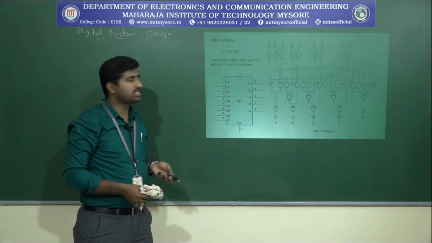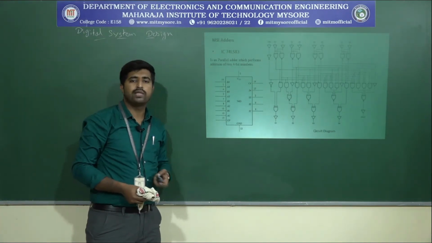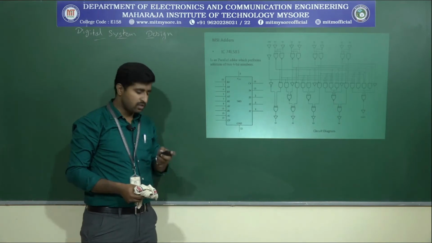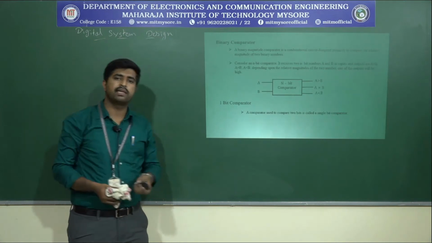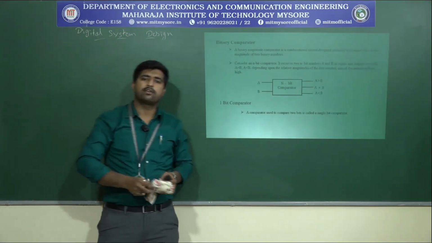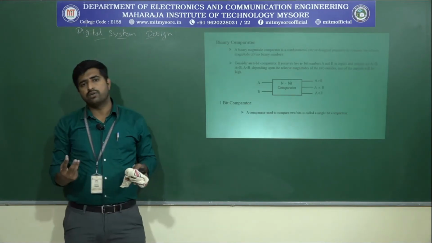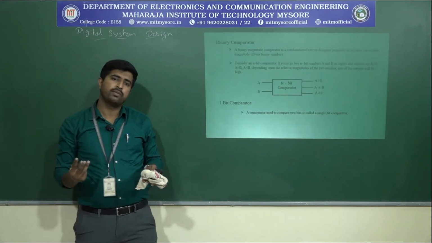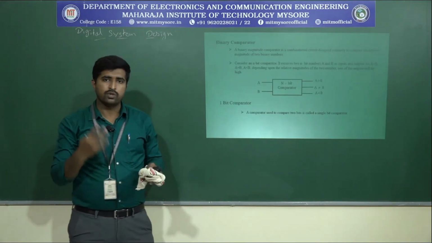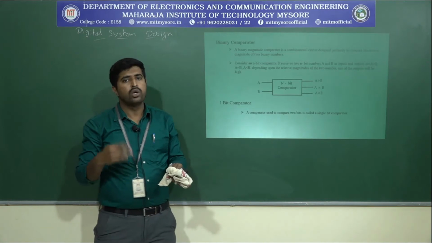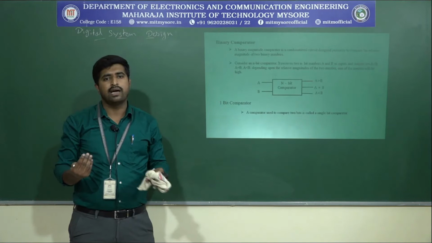So this is with respect to the adders and the subtractors. Next we will move to the comparator. Now let's understand the comparators. What is a binary comparator? A binary comparator is a combinational circuit which compares two binary values. When you have a comparison, there will always be 3 possible outputs. One value may be equal to the other value, or one value may be greater than the other value, or one value may be lesser than the other value.